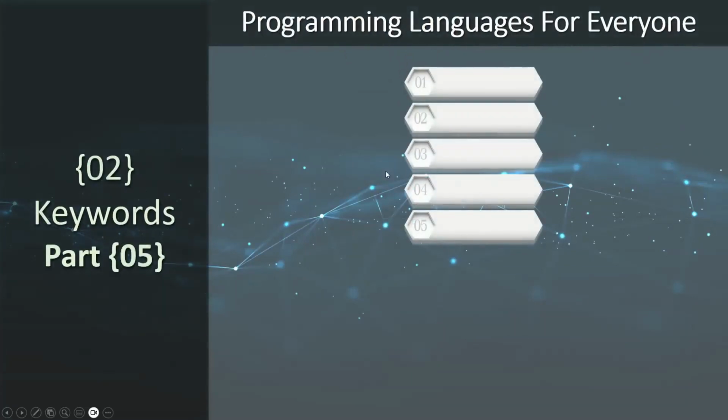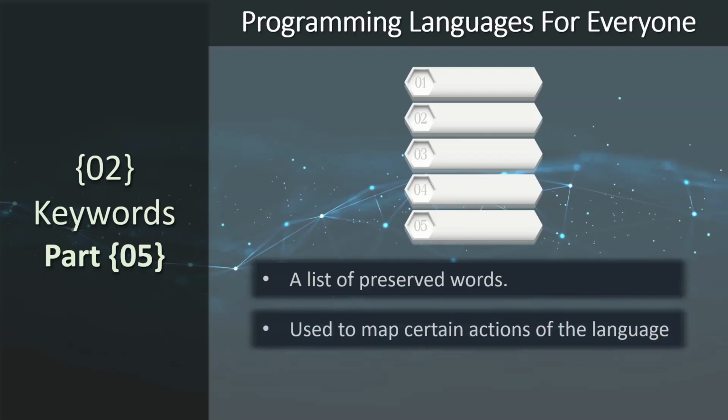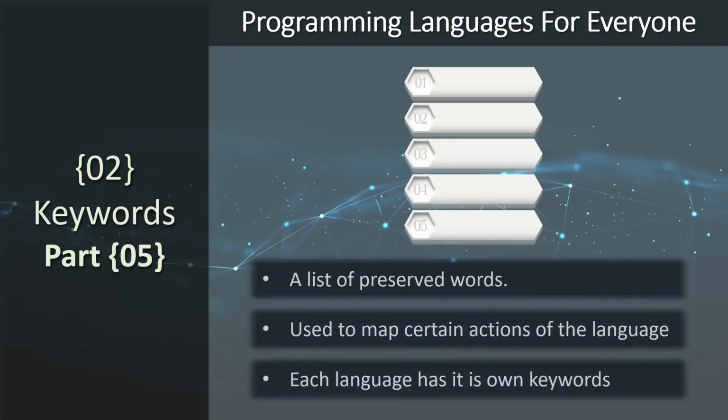Second one is keywords. What are keywords? For every programming language, there is a list of reserved words. There are some specific words which are unique and used only by this language. You can't use them as a user. You can't, for example, declare a variable name and call it variable, because variable is a reserved keyword. You can't make a function, for example, called int. So reserved keywords are used to map certain actions of the language you will learn. Each language has its own keywords.